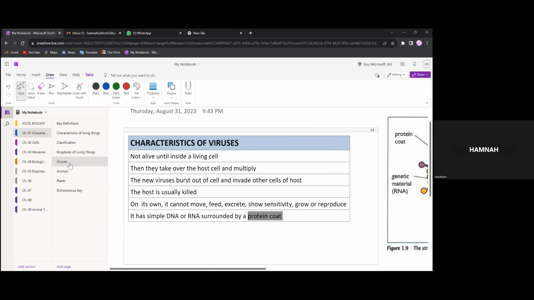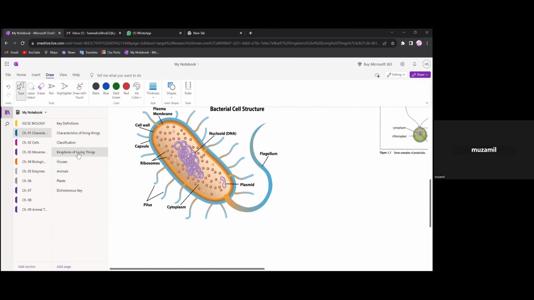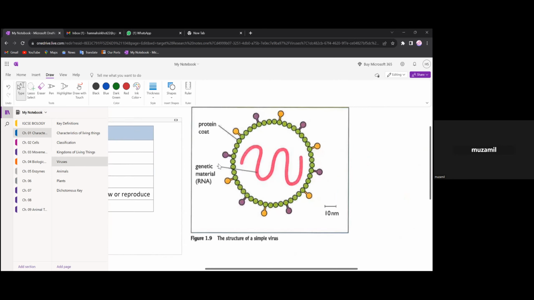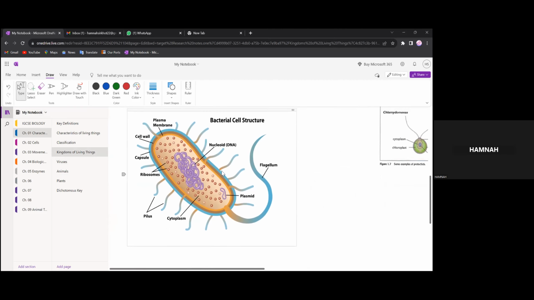A common question that comes in the exam is to differentiate between virus and bacteria. So, explain how you've studied bacteria, right? This is a bacteria and this is a virus. What's different? Bacteria is a living thing. Yeah, that's 1 point. And it has a nucleus. And it has a flagellum.